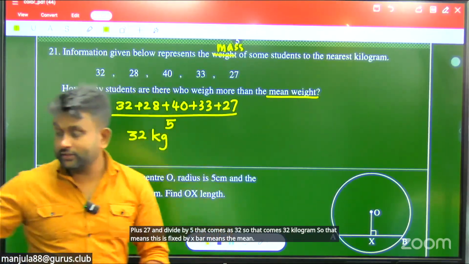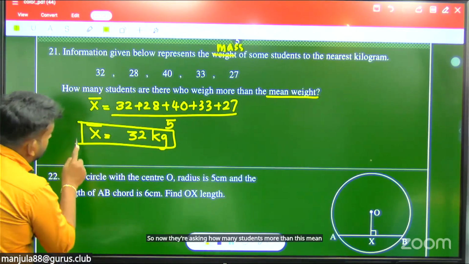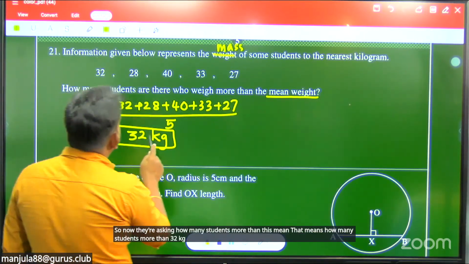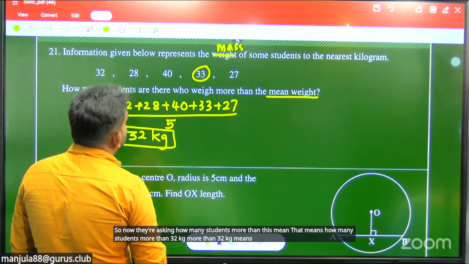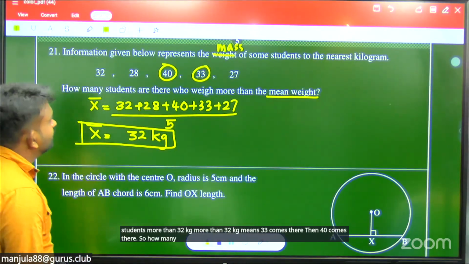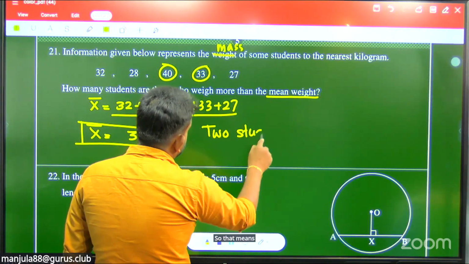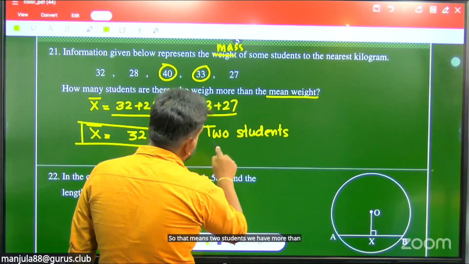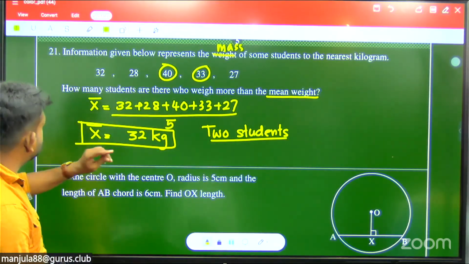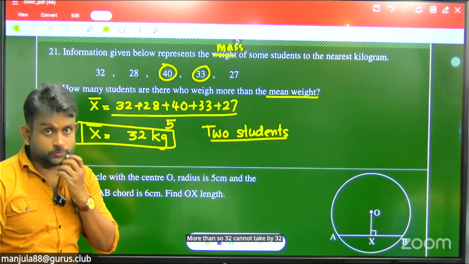Now they're asking how many students are more than this mean. That means how many students are more than 32 kg. More than 32 kg means 33 comes there, then 40 comes there. So how many students are more than the mean? That means 2 students. We have 2 students more than the mean. 32 cannot be taken, why? Because 32 equals 32.